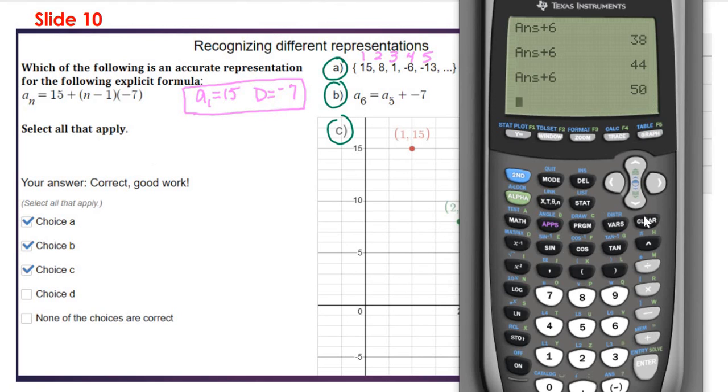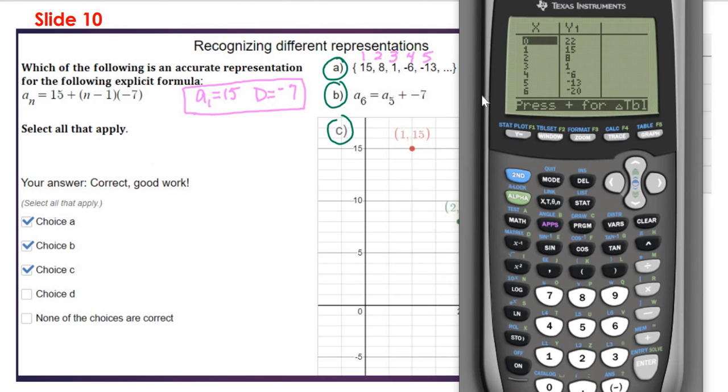Now, if you do have a graphing calculator, you can simply type this in, 15 plus parentheses x minus 1 parentheses, and the common difference is a negative 7. Now I'm going to go second and graph. Ooh, okay, let's try this again. Second and graph. Okay, it didn't go. And sometimes when I'm clicking it does not go. Notice that this is the graph of it. Go second and graph. There we go.